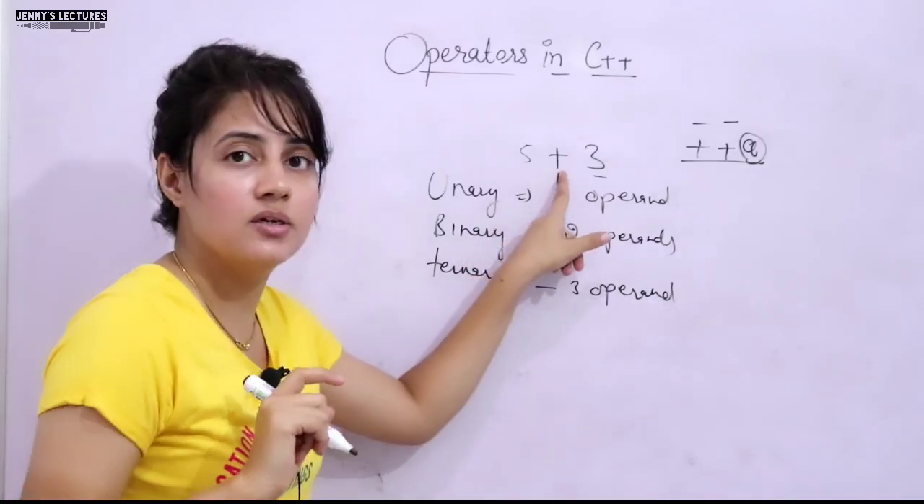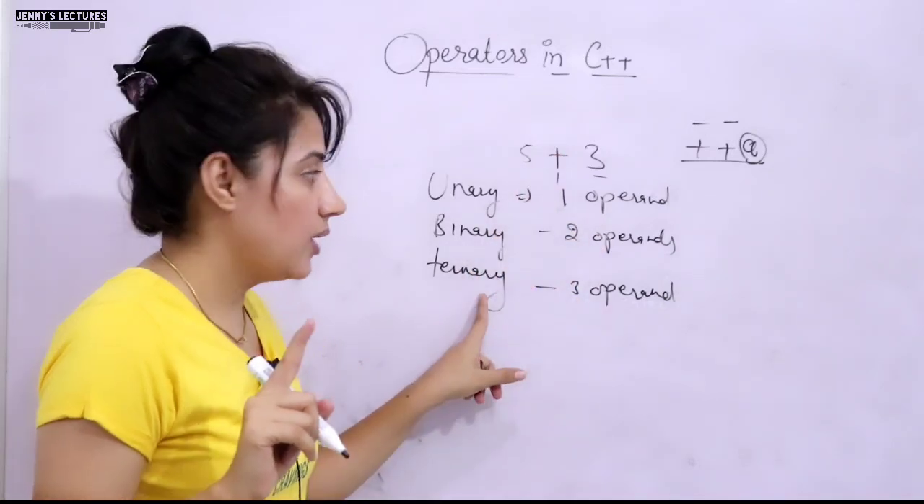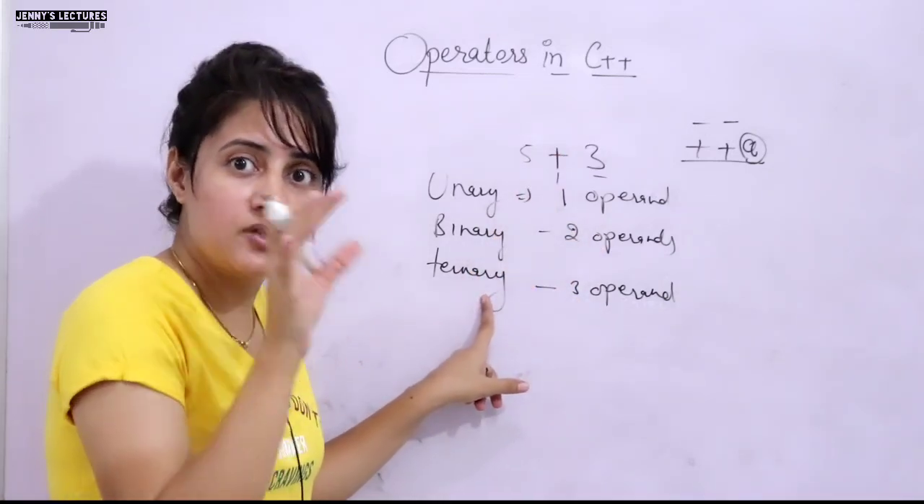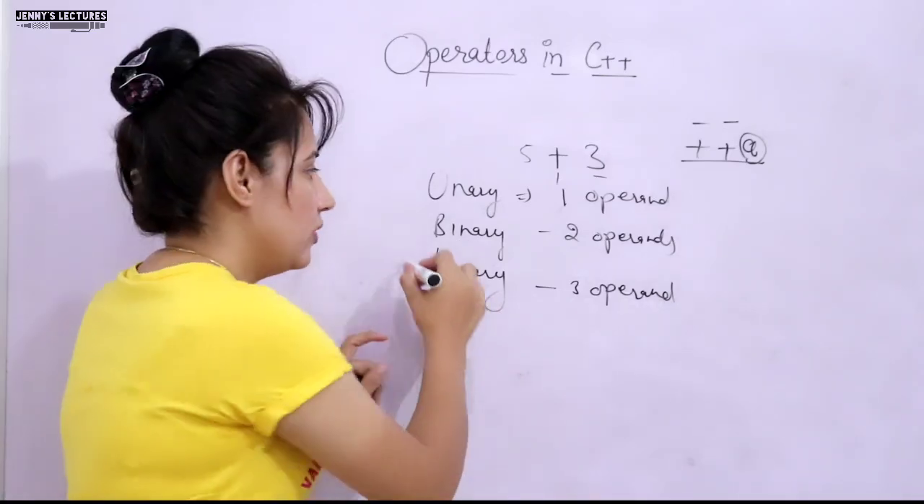So, they work on a single operand. Binary means like this plus. This plus needs 2 operands, 1, 2. So, this is binary. Ternary means only one operator comes under this category, that is the conditional operator, which requires 3 operands. This also we'll discuss.